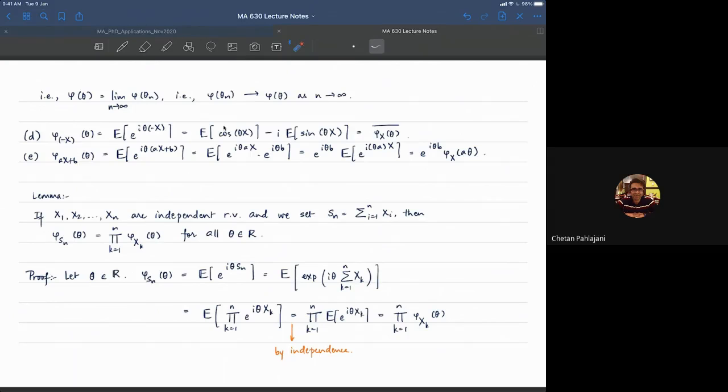Now, when you study central limit theorems, the very first situation you look at is where I have x1, x2, and so on.